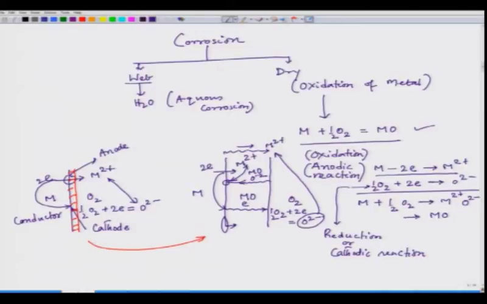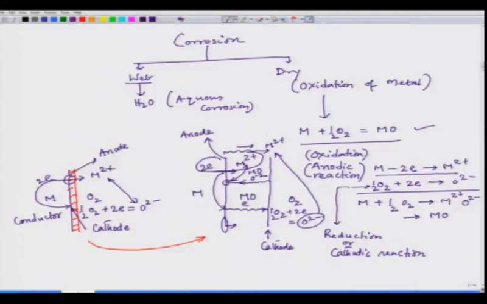So, here also you are seeing that the condition of a corrosion cell is satisfied. That means we have a cathode and we have an anode. Since the cathodic reaction is taking place at this surface, at this interface, this becomes my cathode, and this particular reaction is taking place at the metal-metal oxide interface, this becomes my anode. And electron flow is taking place through the metal surface, or it can flow through the metal oxide.